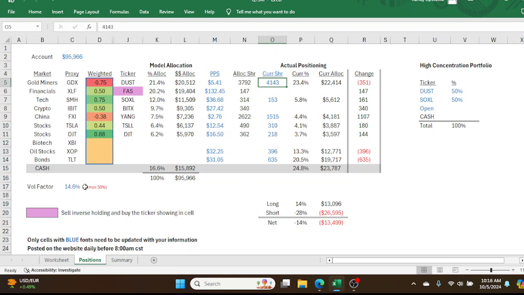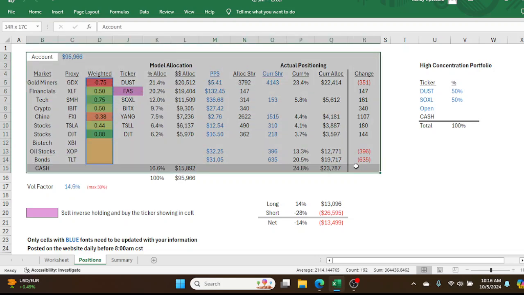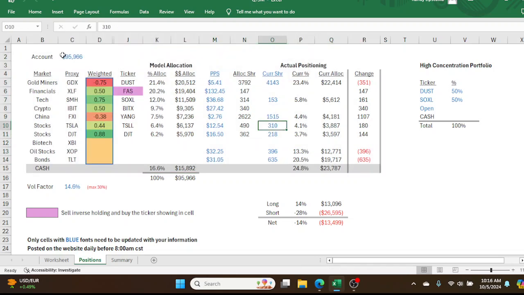This is just for me down here. I keep it blue because I know I have to update it. But as far as this section right here, the only thing that you need to update are the blue numbers here, here, and here. So let's get into the model.